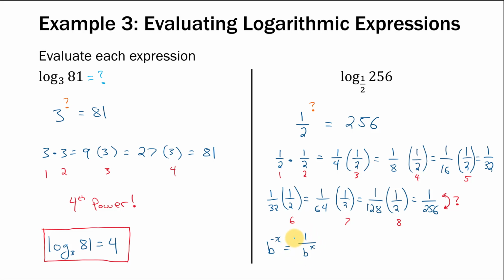So b to the negative x is equal to 1 over b to the positive x, okay? So let's say I were to raise 1/2 to the negative 8th power. That's going to be equal to 1 over 1/2 to the positive 8th power. And this 1/2 to the positive 8th power, we just found out is this 1/256 here, okay?